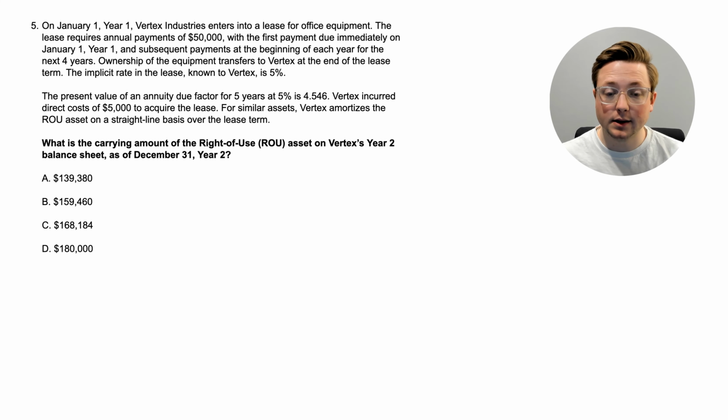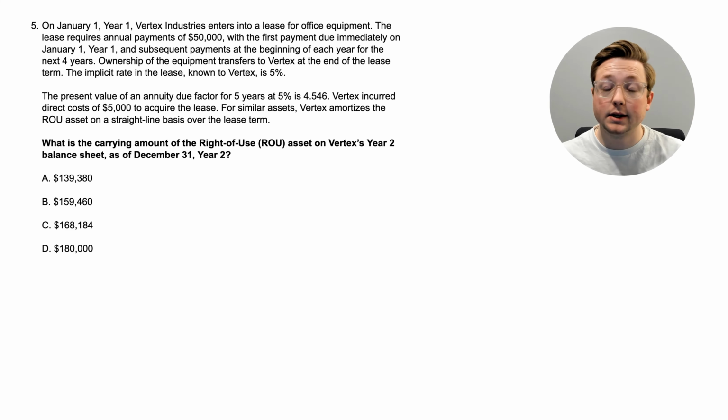The implicit rate in the lease known to Vertex is 5%. The present value of an annuity due factor for 5 years at 5% is 4.546. Vertex incurred direct costs of $5,000 to acquire the lease. For similar assets, Vertex amortizes the ROU asset on a straight line basis over the lease term. So with all that information, again, we have to figure out what the carrying amount of the right of use asset is at the end of year 2.